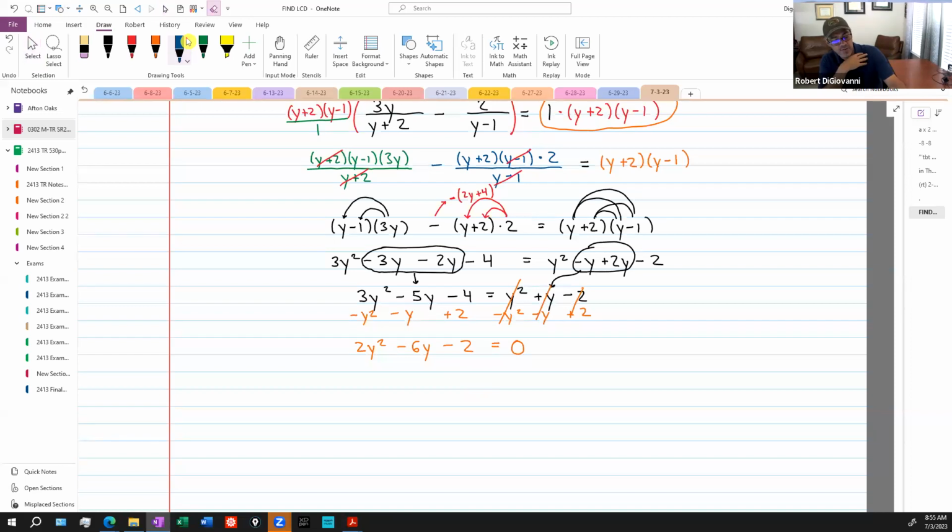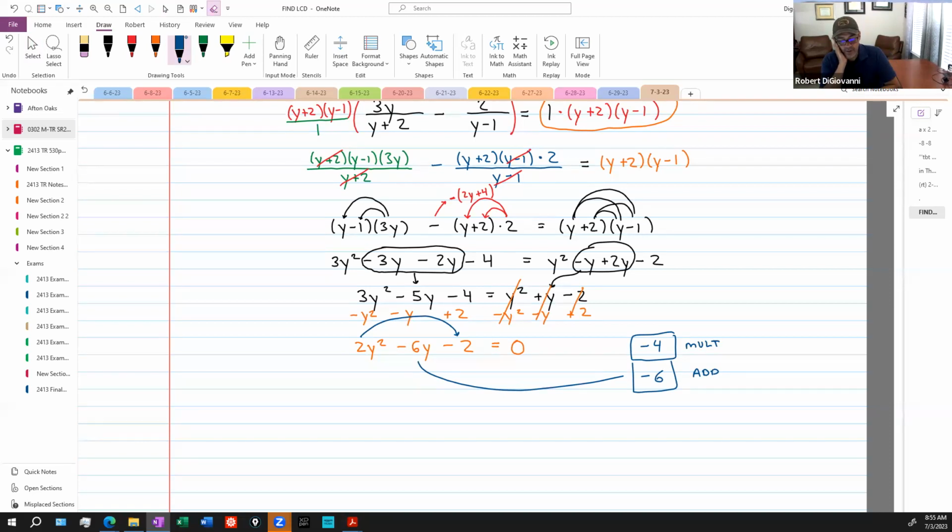I'm going to try and solve this. Let me try AC method. If I do 2 times negative 2, I get negative 4. I need two numbers that multiply to be negative 4, but add up to be negative 6. And I don't think that's going to happen. Yeah, this is not going to happen.